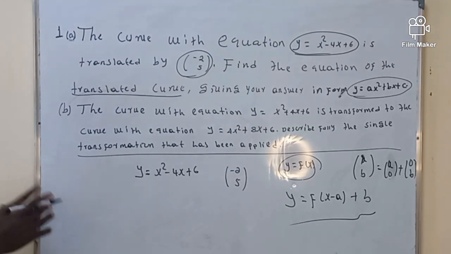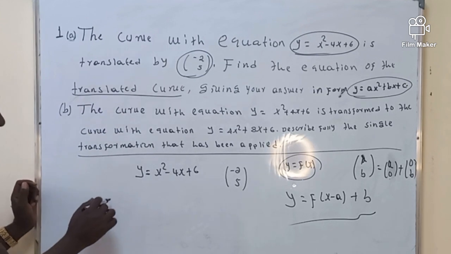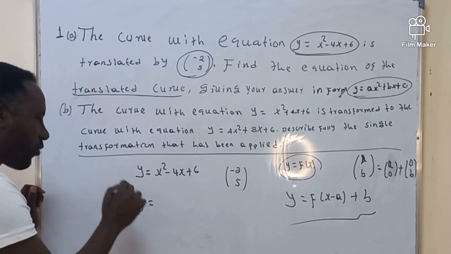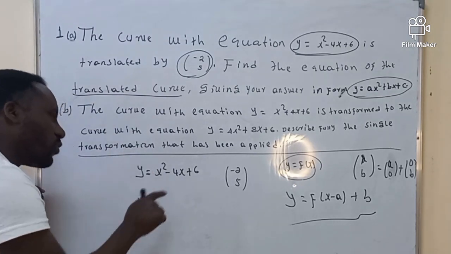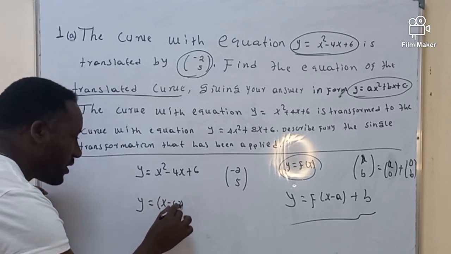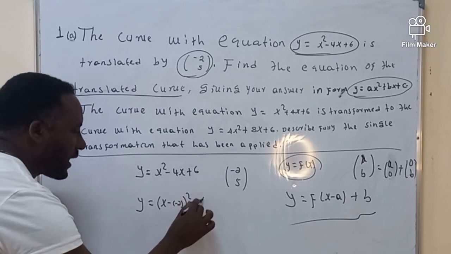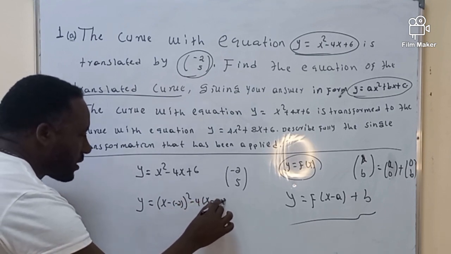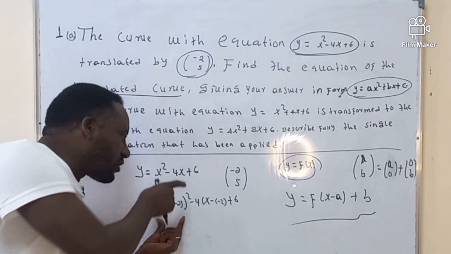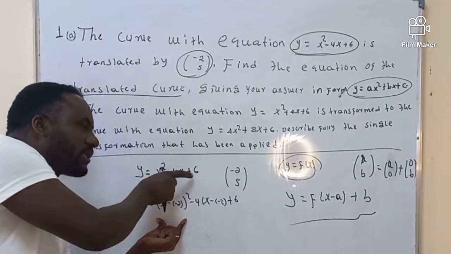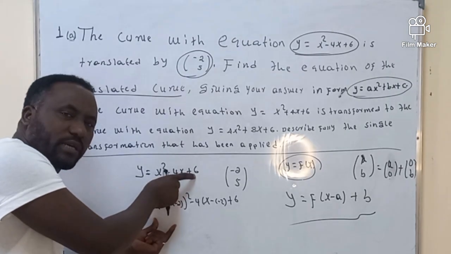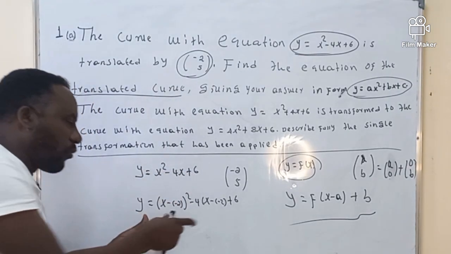This means that now the image of the translated curve is going to be y, which is equal to, directly we plug -2 in place of x. That means (x minus of -2) the whole square minus 4 into (x minus of -2) plus 6. This is the image of this function when we are translating this graph horizontally.